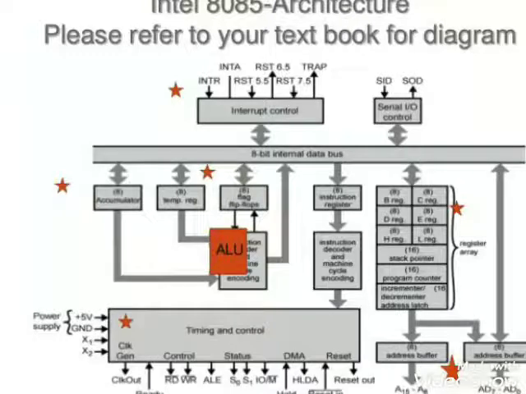Temporary register. It is an 8-bit register. It cannot be used by the programmer. It is used to store the temporary 8-bit operand from the general purpose register. It is also used to store intermediate results. It is used to hold the data during the arithmetic and logical operation.